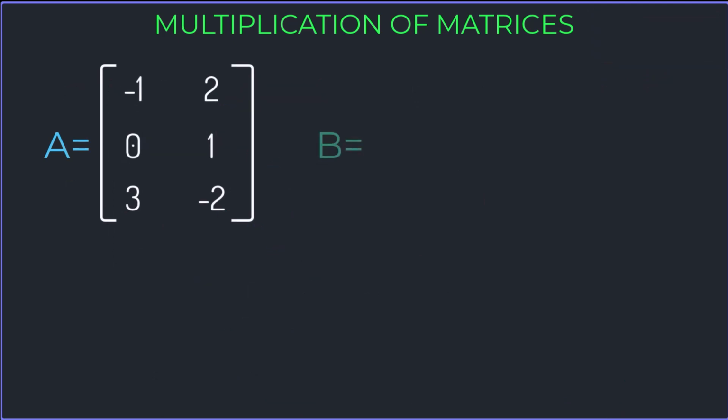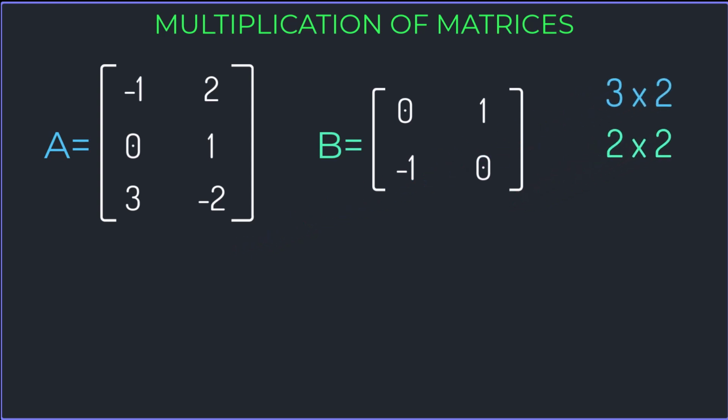Next, consider the below matrices A and B. A is of order 3 by 2 and B is of order 2 by 2. Obviously, the product AB exists as the number of columns of A and number of rows of B are equal. We also learned in the previous step that the order of the product AB will be 3 by 2. So, AB will have 3 rows and 2 columns.